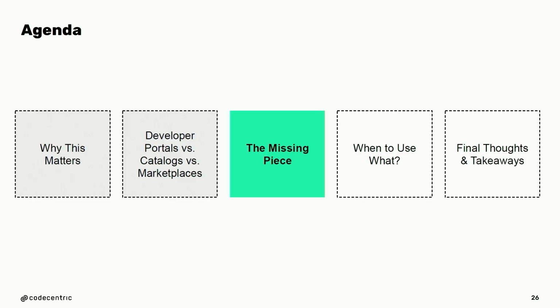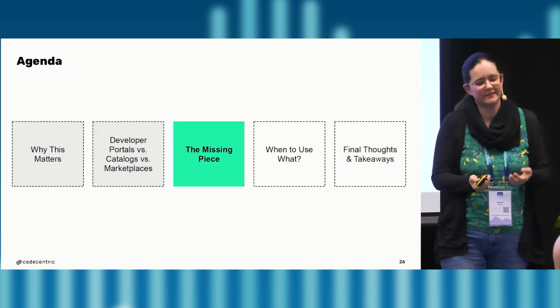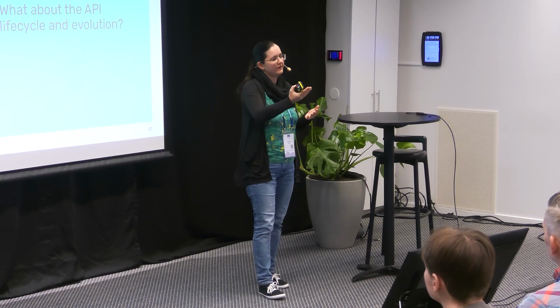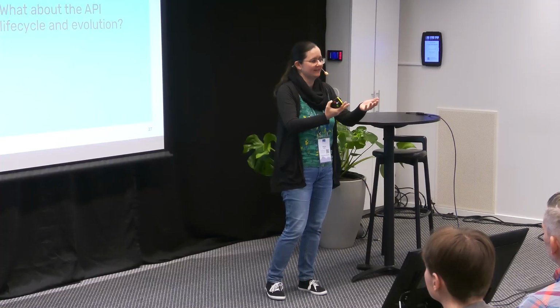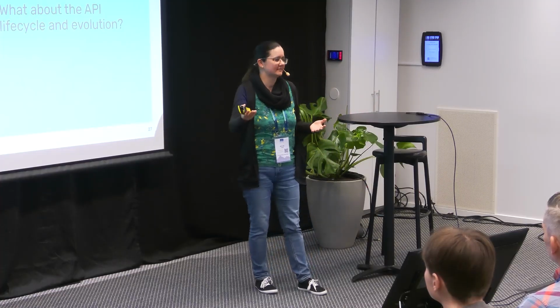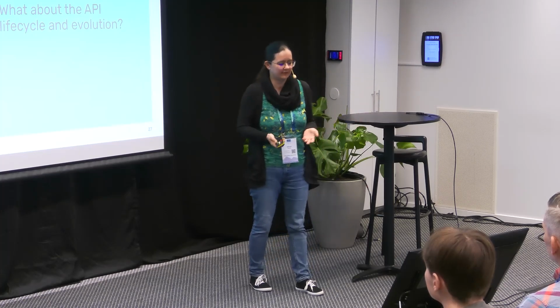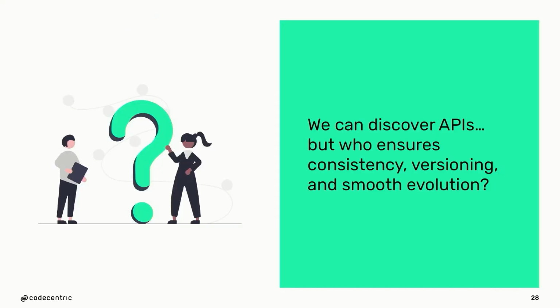Now, let's come to the missing piece. What could it be? We talked a lot about these 3 types now, but there's still something that's probably missing. What about the API life cycle and evolution? So far, we focused mainly on the consumers, right? The consumers will go somewhere, find the API, but somehow the API has to get there. The provider somehow has to list it in the catalog or get it in the developer portal. How do we handle this? Who ensures the consistency, the versioning, the smooth evolution, everything we need to actually discover them?